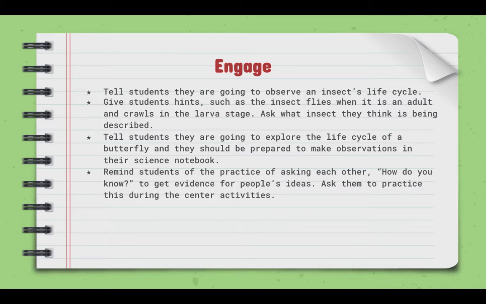For the engage portion of this lesson, tell the students they are going to observe an insect's life cycle. Don't tell them what it is yet. Let them try and figure it out. Give them hints such as the insect flies when it is an adult and crawls in the larva stage, or when it is a baby. Also ask what insect they think is being described.